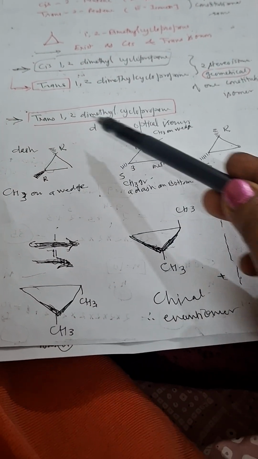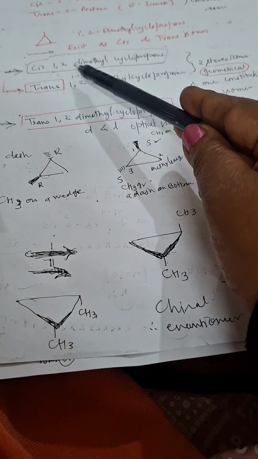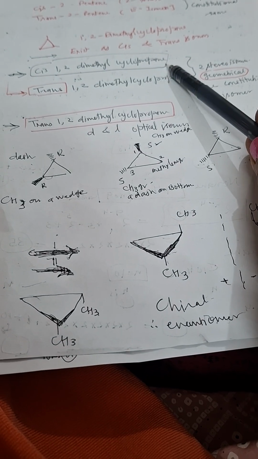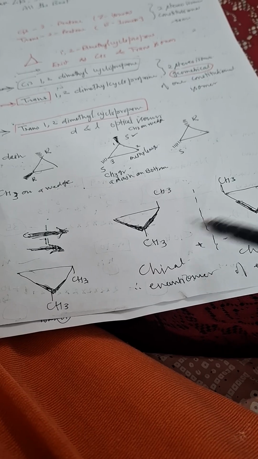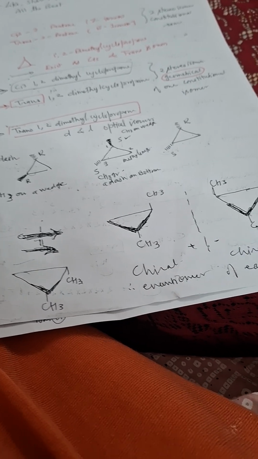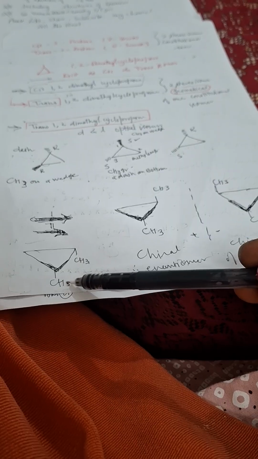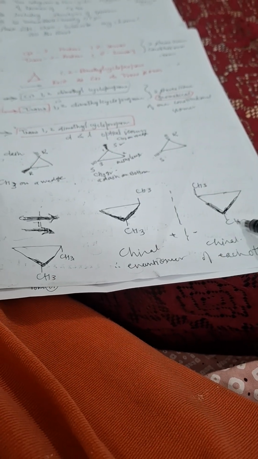This is the cis form, cis-1,2-dimethylcyclopropane, and this is the trans form. The trans form has chiral carbons, and this is a non-superimposable mirror image. Sometimes they will ask you to identify cis and trans, giving you several structures. See, here up, up, and here up, down. So this is the cis form and this is the trans form.